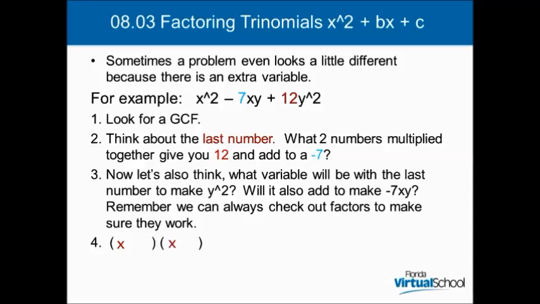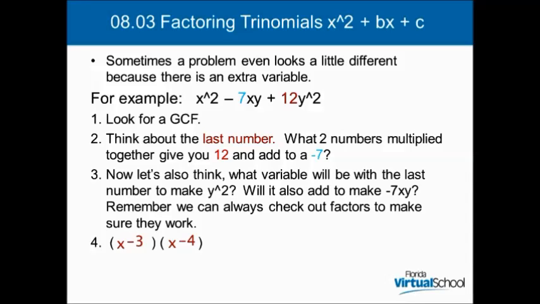Now let's think about the last number. What two numbers could be multiplied together to give you a positive 12 and added together to give you a -7? If you guess -3 and -4, you are correct. So we're going to include those factors in our parentheses next.